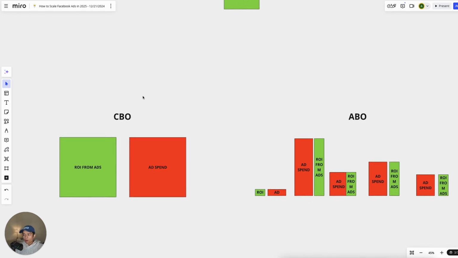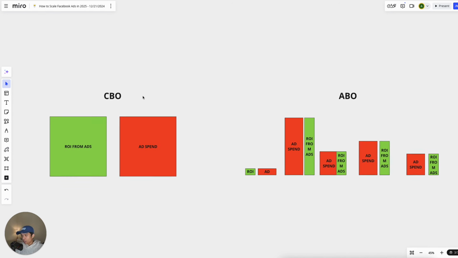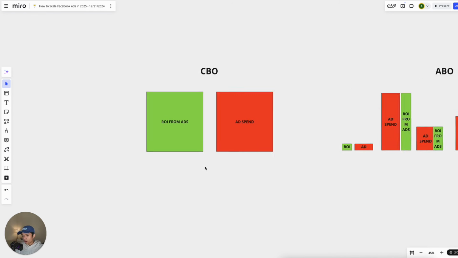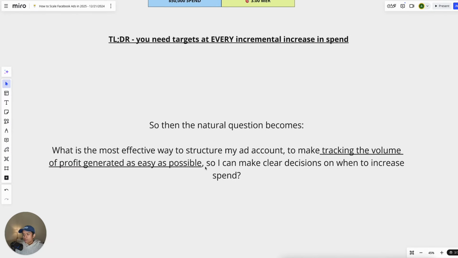And the main reason why we do CBO versus ABO is, if we go back to our example over here, right? How can we structure, right?